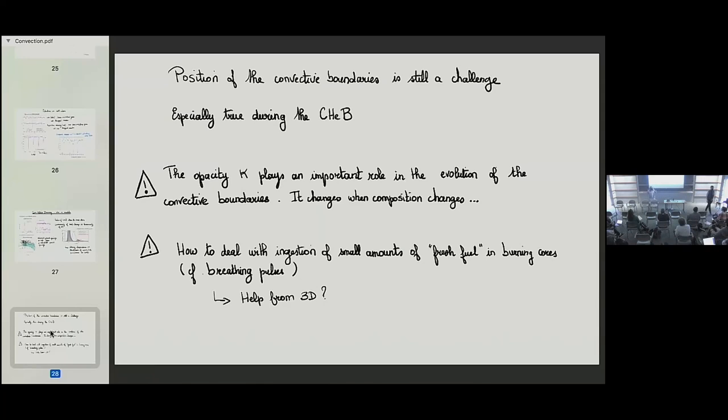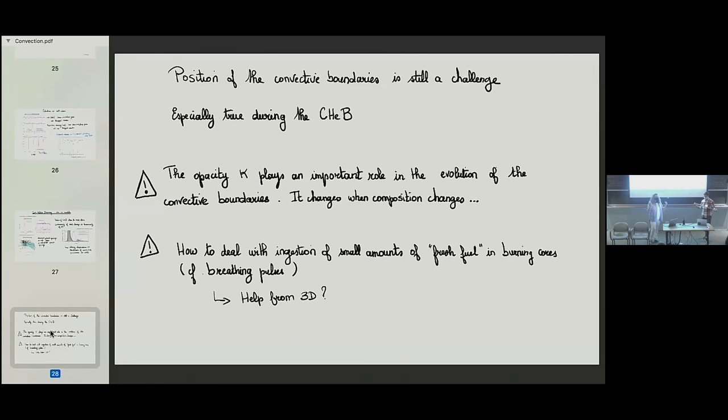From what I understand, it's very rare that in the 3D simulations you take into account the opacity, including how it will change when you mix at the convective boundary. And that's essential here. This is very essential. So you really have to do that. That's my takeaway for the 3D people. You have to put in your simulations the opacity and how it changes when you mix at the boundary.